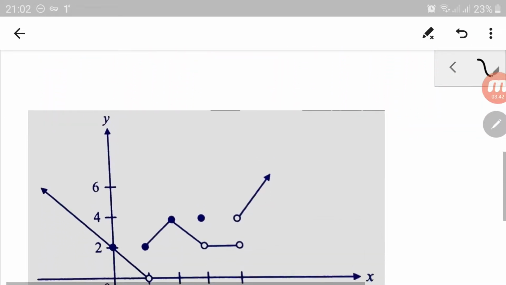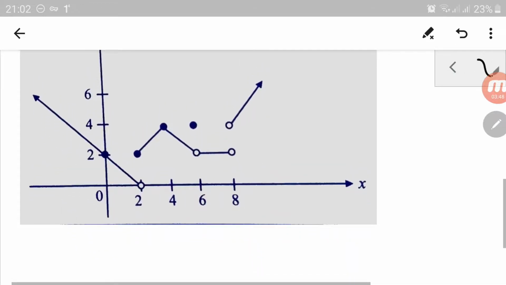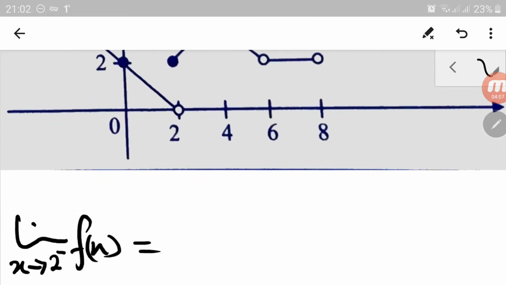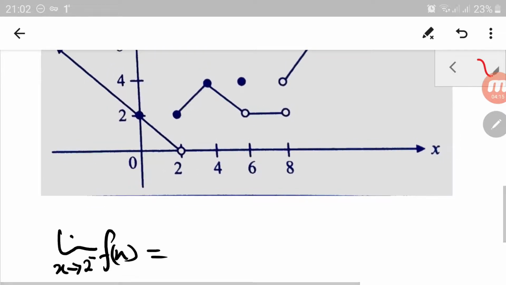Okay, let's continue. Let's consider this piecewise function. From here, let's say we want to find the limit of f(x), the whole piecewise function, as x approaches 2 from the left. So where to get 2 from the left? Easy. Where is 2? 2 here, right? Remember, when it is 2 from the left, the value of x is less than 2.